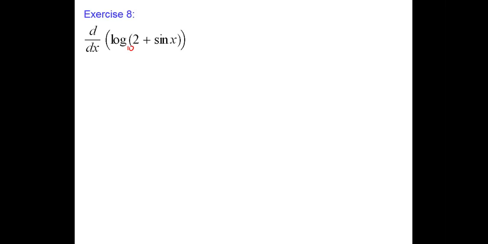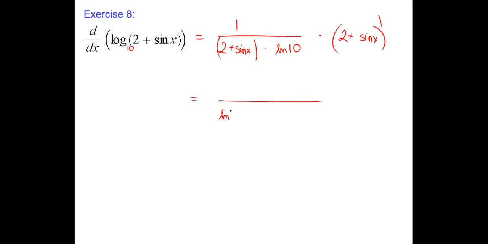Okay, that means let's differentiate log base 10 of 2 plus sine of x. The derivative is just 1 over the quantity 2 plus sine of x, times ln of 10, because that's the base, and still times the derivative of the inside. I can put ln of 10 in front: 2 plus sine of x, the derivative of 2 is 0, the derivative of sine of x is cosine of x. We can leave it like that. But you can see I applied the formula. Do not forget the natural log of the base.